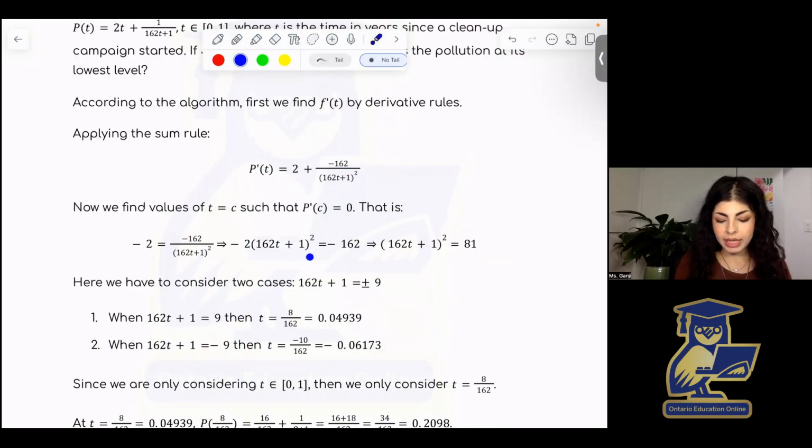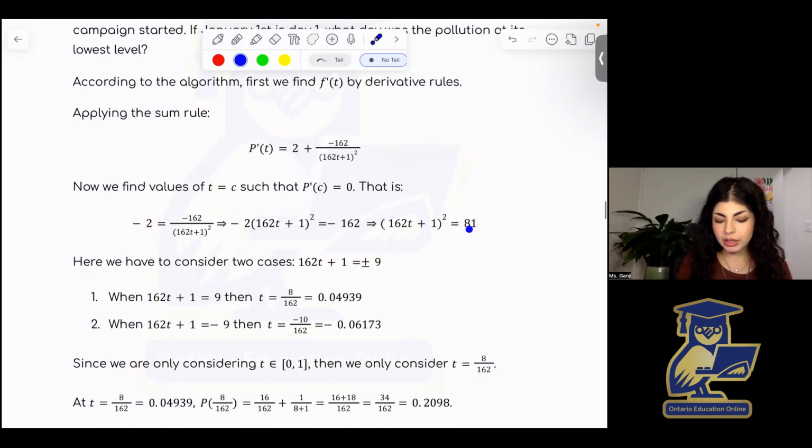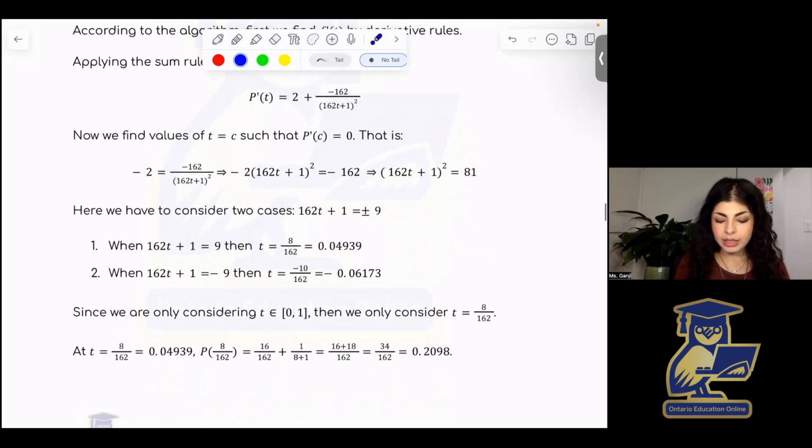And so solving this, we would get the square value here: (162t plus 1) squared is equal to 81. Now we have two cases to consider here, because when we take the square root, we have plus or minus 9. So considering first when it's equal to 9 and then -9. When it's equal to 9, then t is 8 over 162, which is 0.04939.